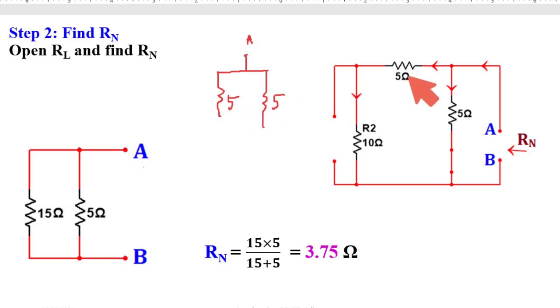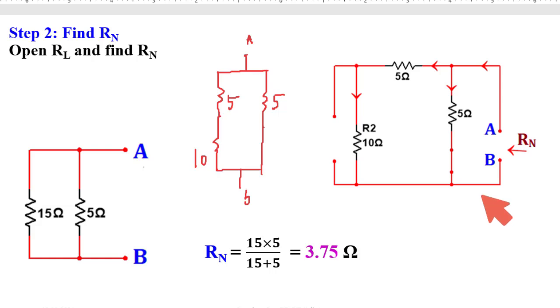Now this 5 ohm is connected with 10 ohm. And after that, this is coming to terminal B, and this 5 ohm is coming to terminal B. Now it is very easy to understand that this 5 and 10 are in series, and equivalent of this one is in parallel with this 5 ohm resistance.